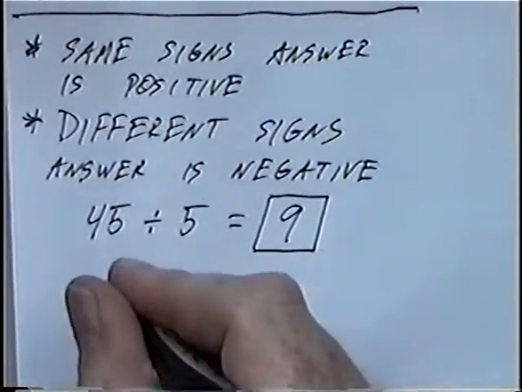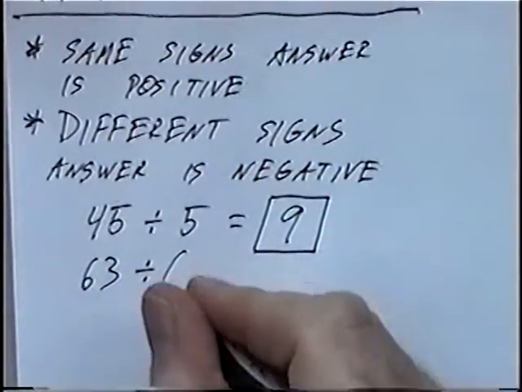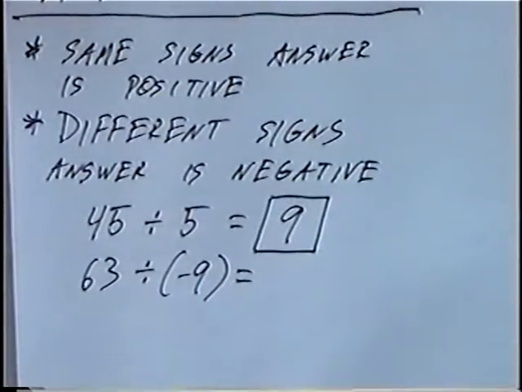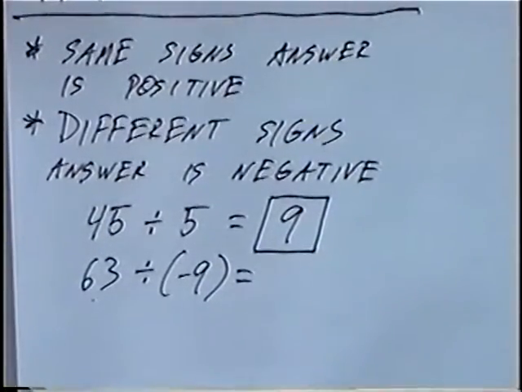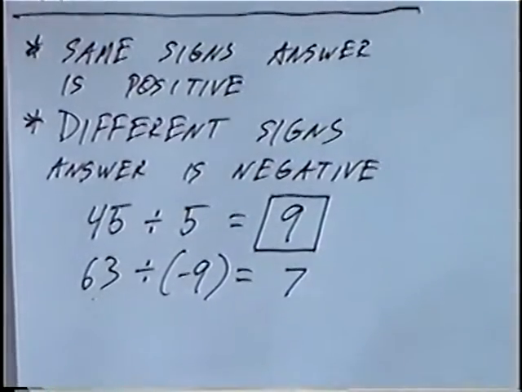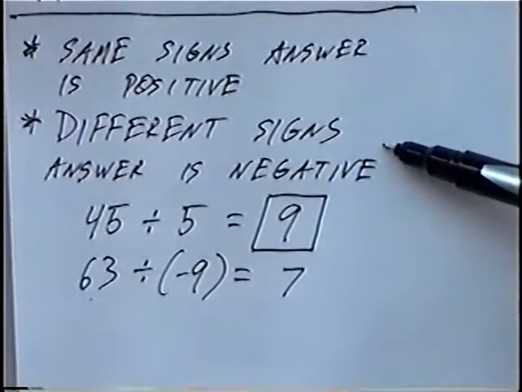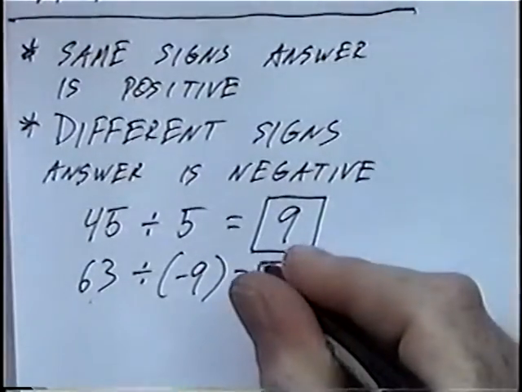Second question, 63 divided by, in parentheses, negative 9. Just like multiplying, when you divide, you can ignore the negatives at the beginning and just divide the numbers. 63 divided by 9 would be 7. And we have different signs, positive 63 and negative 9. Different signs again, answer is always negative. Answer would be negative 7.